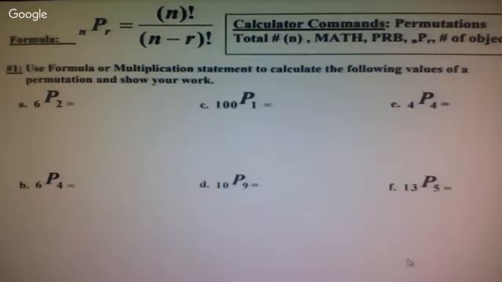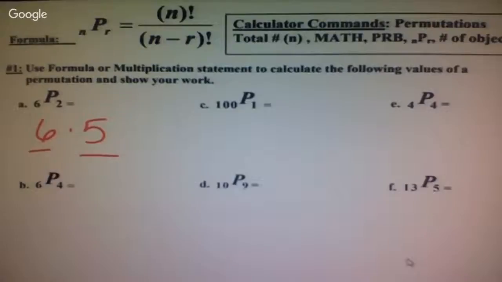Okay. So if I have 6 permutate 2, what number do I start at? 6 and then 5. 6 times 5. I need 2 slots. That's what I want to see on your test when I give you something like this. 6 times 5. Okay, so here, down here.